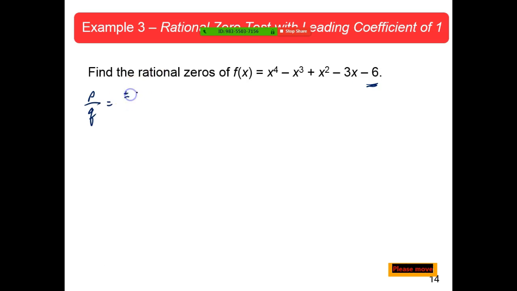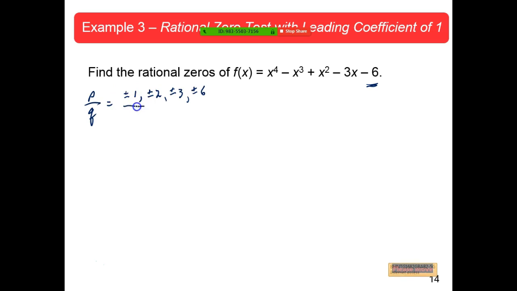Plus or minus 1. That's a factor of everything. You give me the next one. Plus or minus 2. Give me the next one. Plus or minus 3. Give me the next one. Plus or minus 6. You got them all.